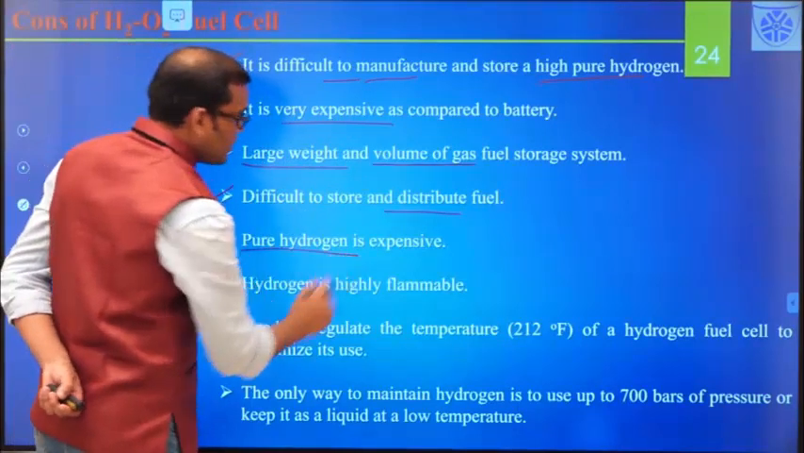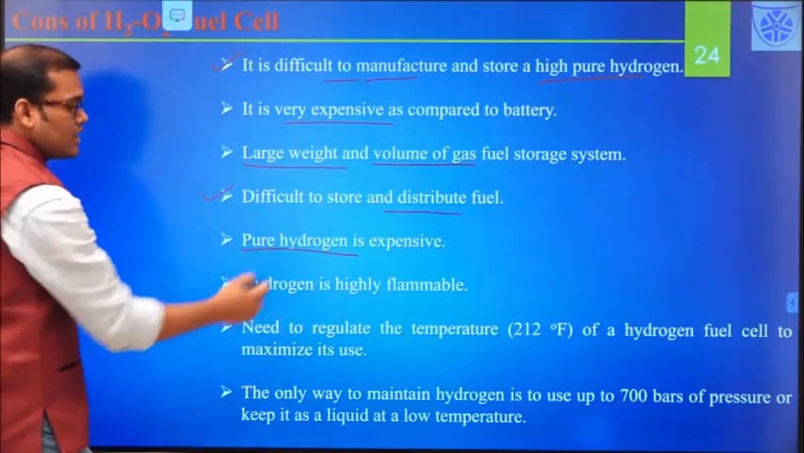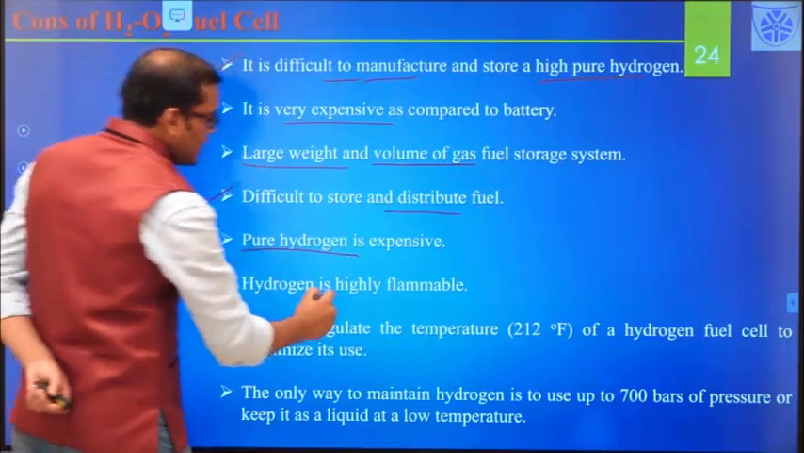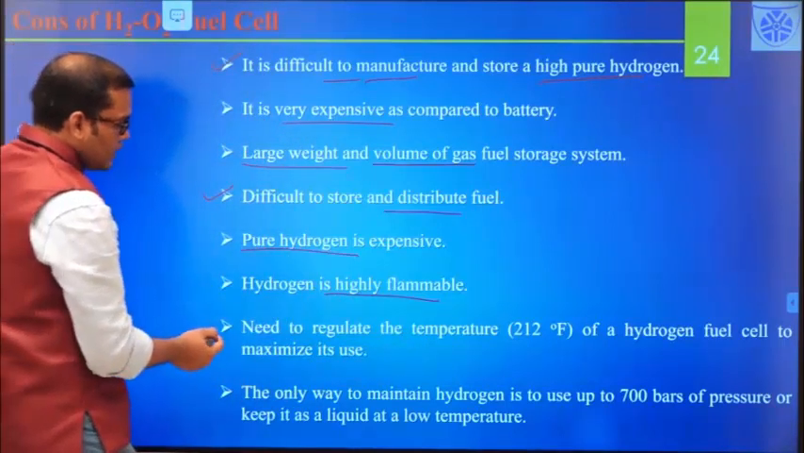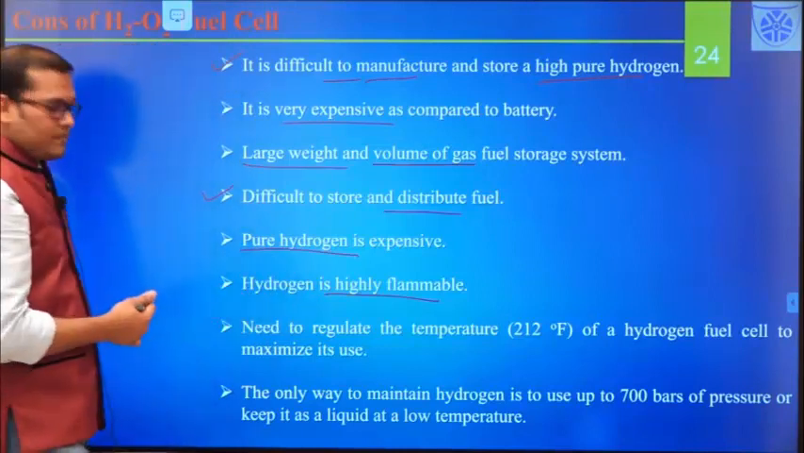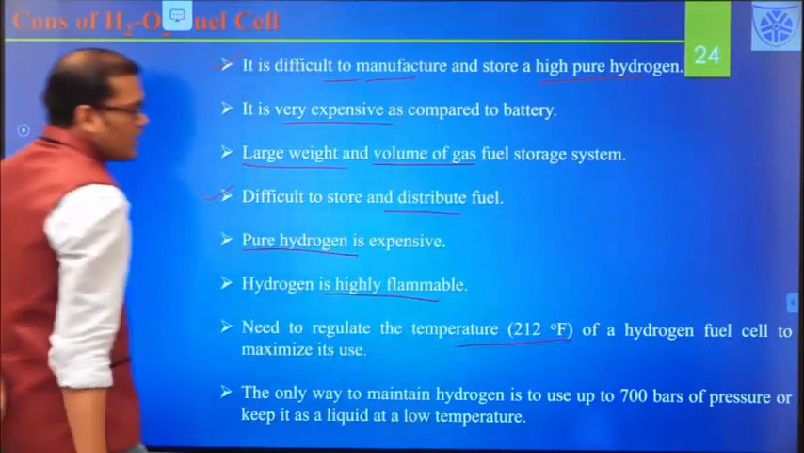And pure hydrogen is very expensive, because manufacturing and storing itself is very difficult. That's why it is very expensive. Then hydrogen is highly flammable. It will catch fire. That's why you have to be very careful while storing. Then you need to regulate the temperature. So this is one of the biggest disadvantages.